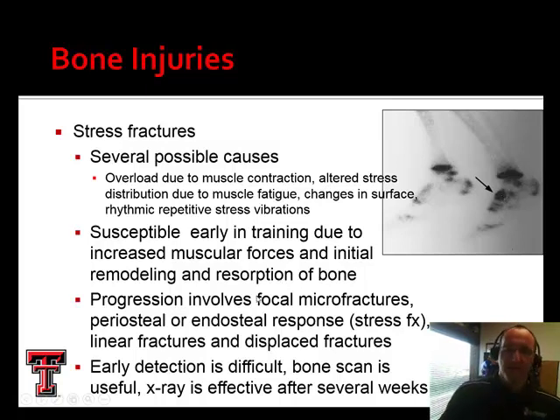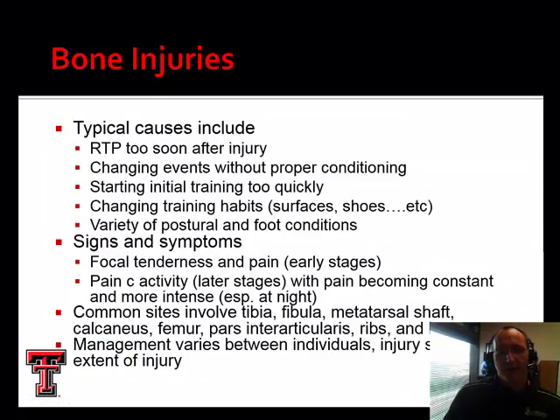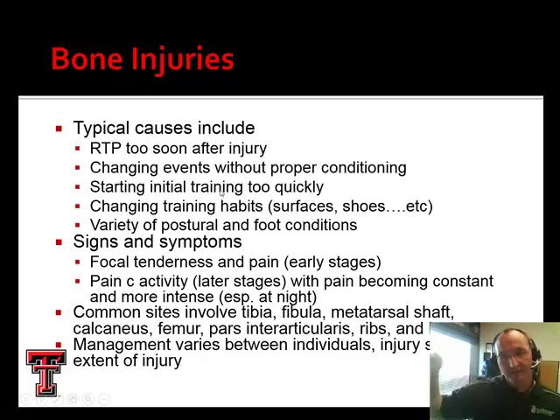So that's exactly what a stress fracture is. Okay, we can't see that under a normal X-ray. It has to be under a bone scan ideally, but we can also see this under MRI. Typical reasons we get these: we return to play too soon after injury, changing events without conditioning, starting the initial training too quickly, going to a non-yielding surface.